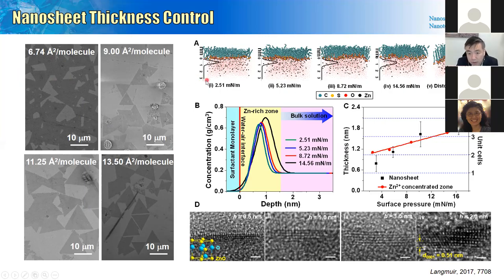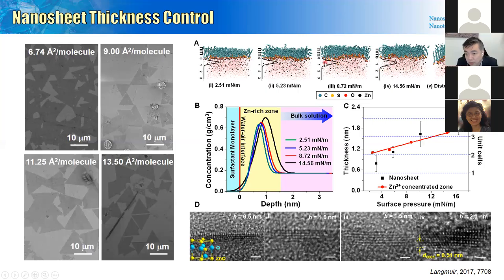So our colleague Isabella helped us to do this molecular dynamics calculation to find the distribution of zinc ions underneath the surfactant. So what we can see corresponds to different densities. The zinc ion distribution varies right underneath the surfactant. So these red and yellow dots are the head groups of the surfactant. You can see the distribution also varies. So if the concentration is too high, then we can see the structure is destroyed, the interface is destroyed. And in this situation, we didn't get any sheet growth.